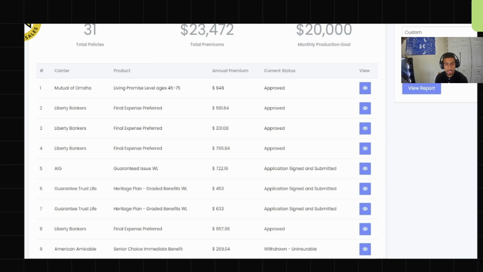Okay, so it's doing the right thing for the customers while your business experiences the cash flow on the front end. But anyways, that's for another time. So out of 31 policies, okay, we wrote 23,472.